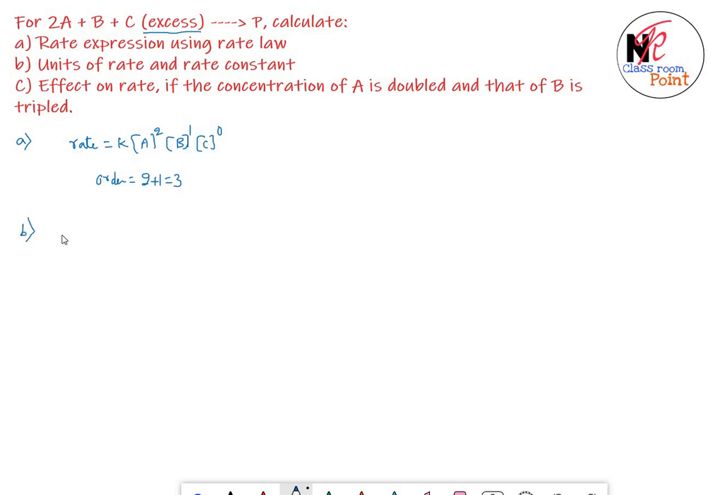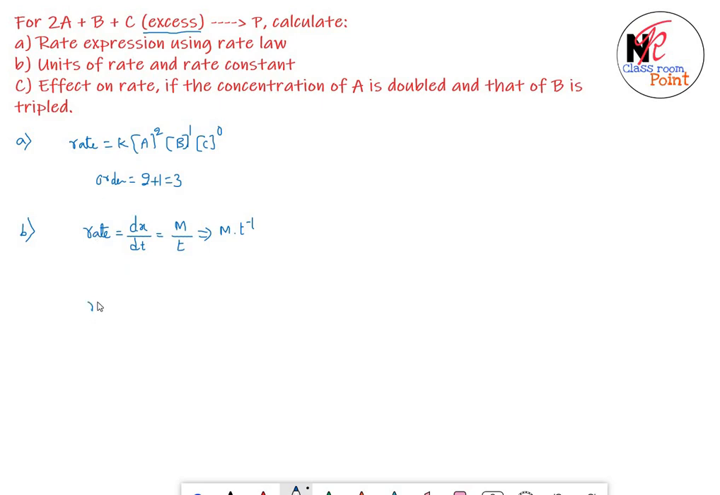In this option B, initially they are asking the units of rate. Rate is nothing but dx by dt, difference in the concentration divided by difference in the time. Difference in the concentration is molarity, difference in the time we can take as time. So final units are molarity time power minus 1. And they are asking the units of the rate constant.